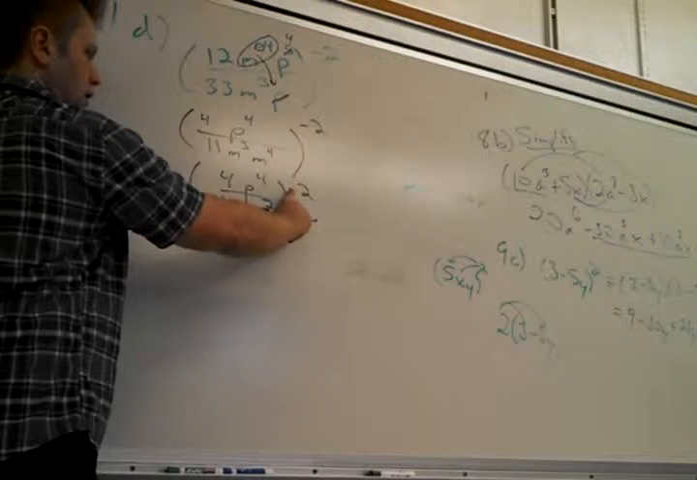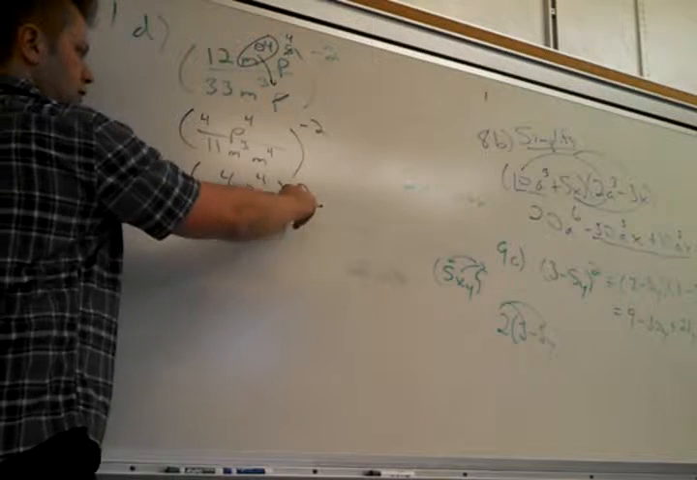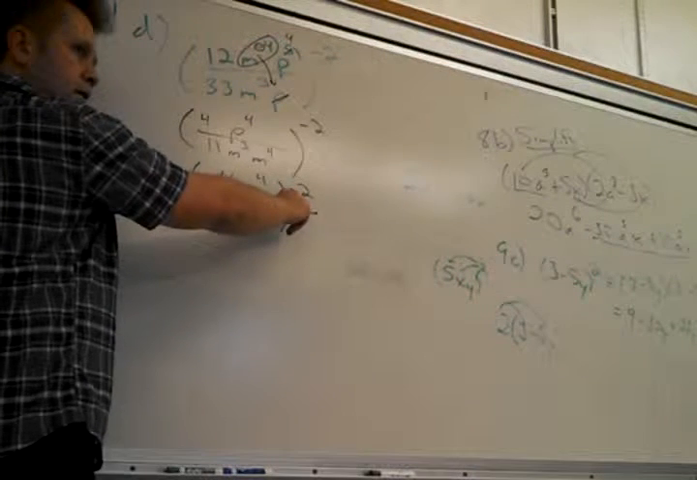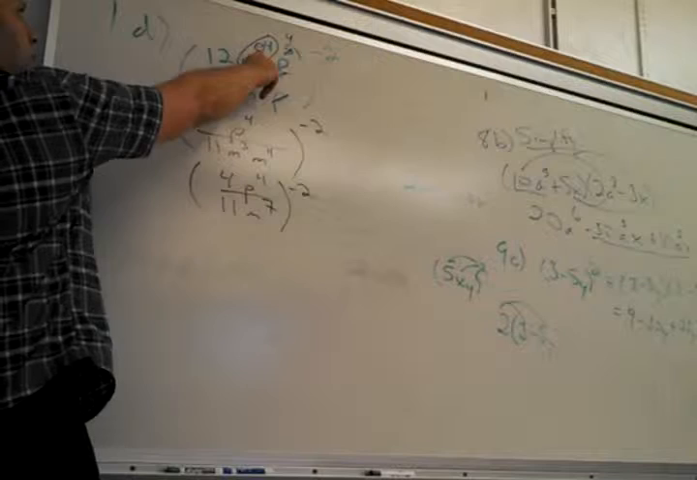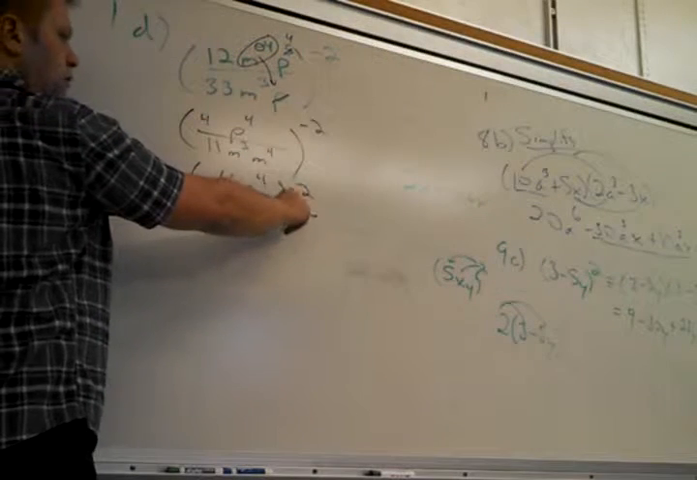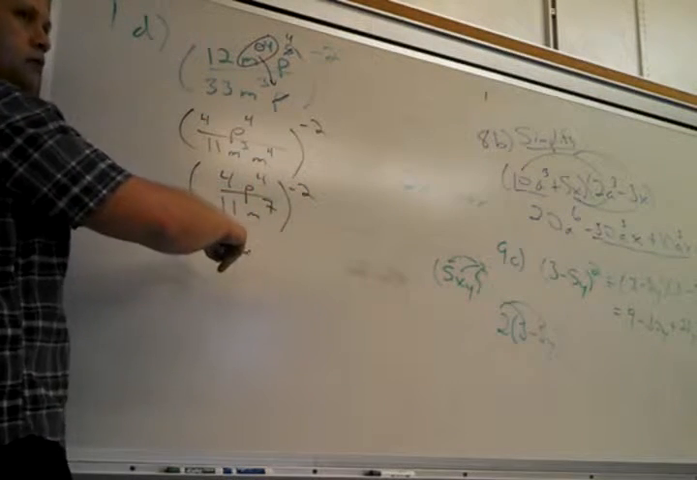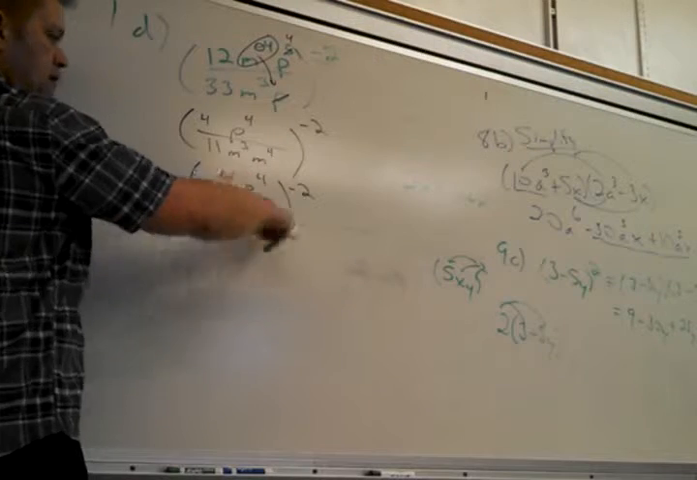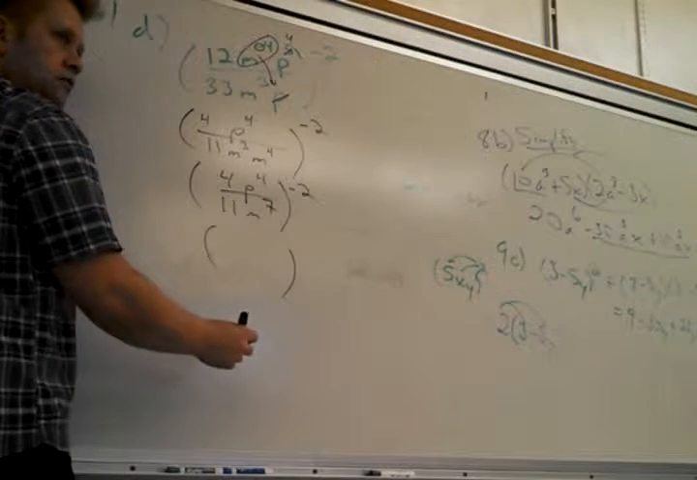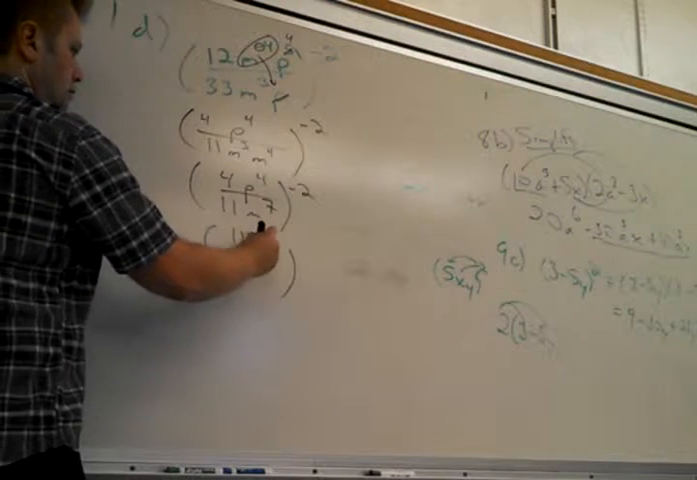Multiply. No, what does that negative mean? Do what to this? To the bottom. What's a negative power mean? Reciprocal. Flip. So what am I flipping? This. Because what is the negative power sitting on? This. So then I just flip it. So 11.